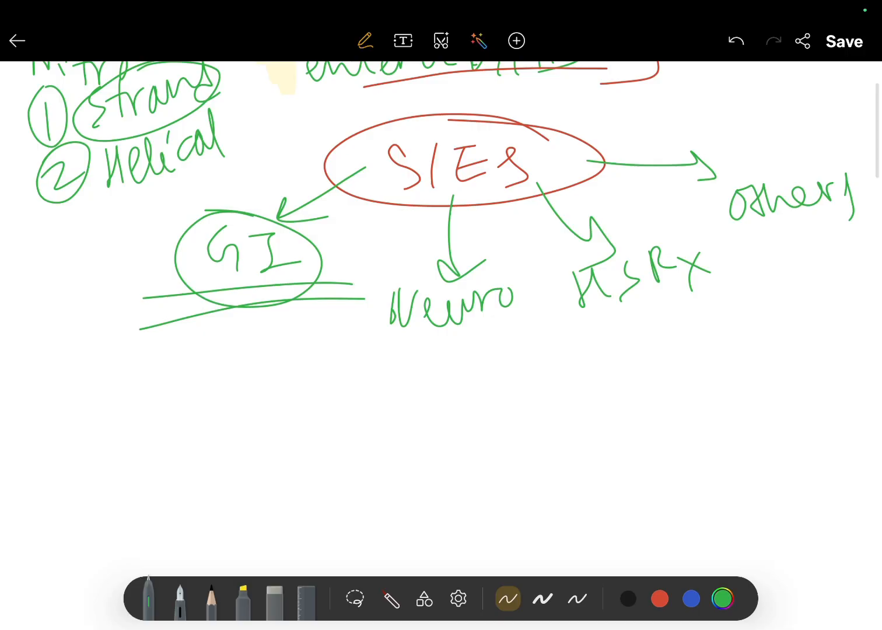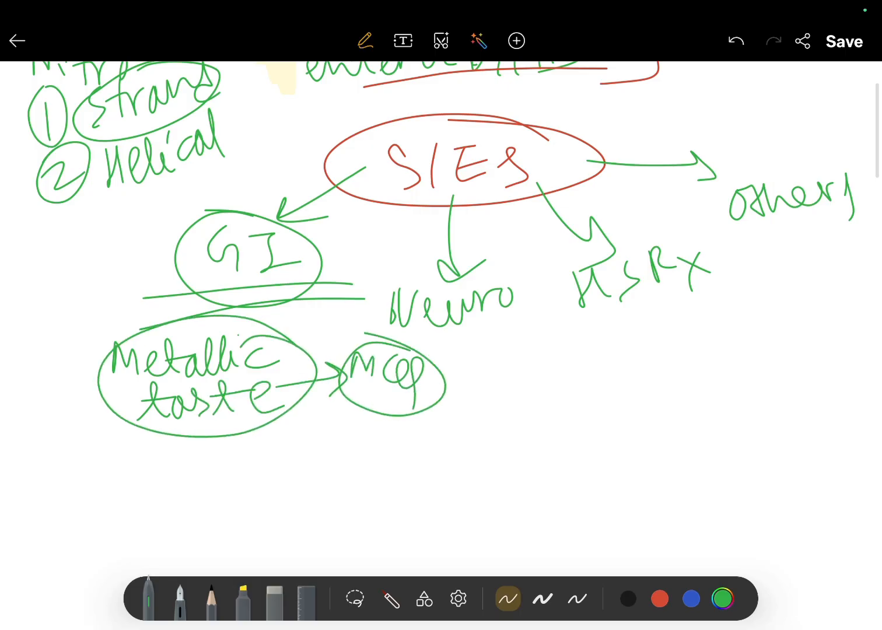Abdominal cramps, anorexia. But a specific side effect you have to remember is a metallic taste. This comes as an MCQ. This is a specific side effect, metallic taste. Neurological side effects are headache and dizziness.